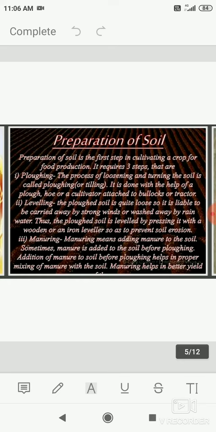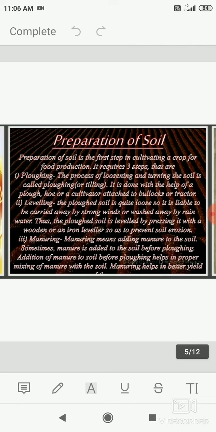Leveling. The ploughed soil is quite loose, so it is liable to be carried away by strong winds or washed away by rainwater. Thus, the ploughed soil is leveled by pressing it with a wooden or an iron leveler so as to prevent soil erosion.